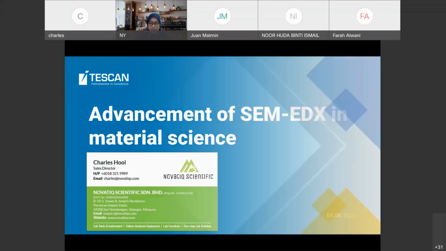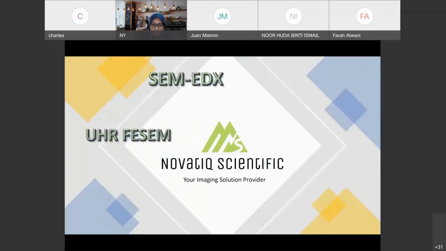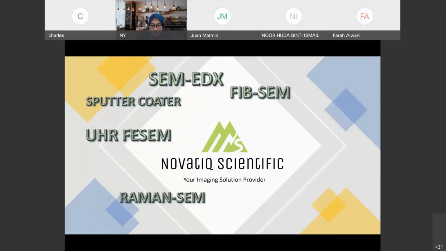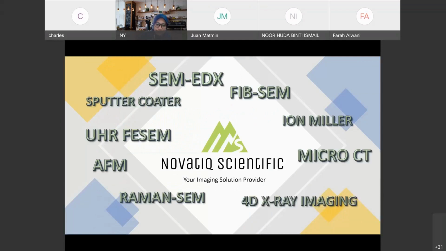Before that, I would like to briefly introduce my company, NOVATIQ Scientific. We are a company specializing in imaging solutions, and you can see these are the products that we carry. The bread and butter of the company is SEM EDX, the ultra high resolution FE-SEM, and the FIB-SEMs. Of course, we have Raman SEM. Then we have sputter coaters, the sample preparation tools for the SEM, including the ion miller. We also supply AFM. And in case you're wondering, we have X-ray imaging, the high resolution micro CT, and now the 4D X-ray imaging.